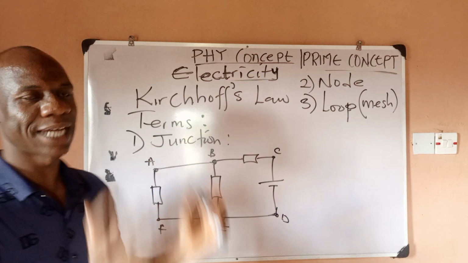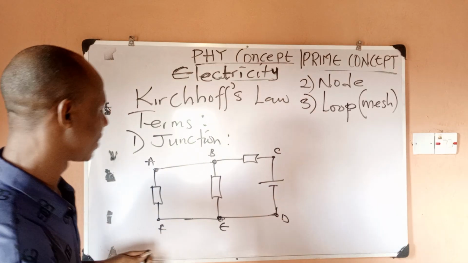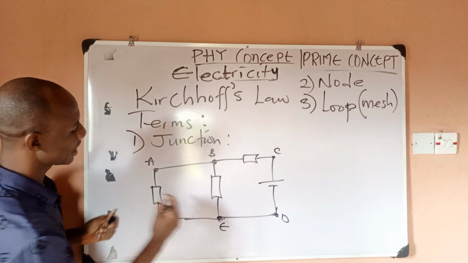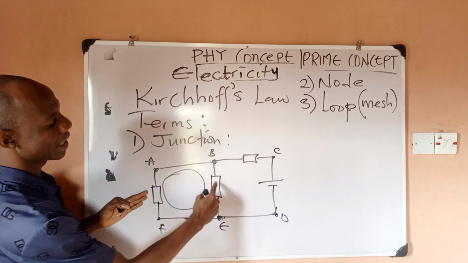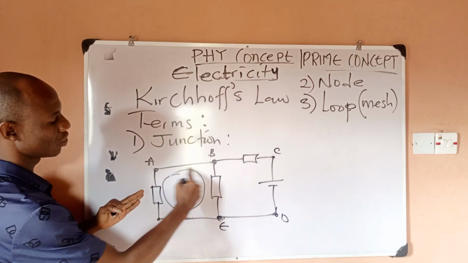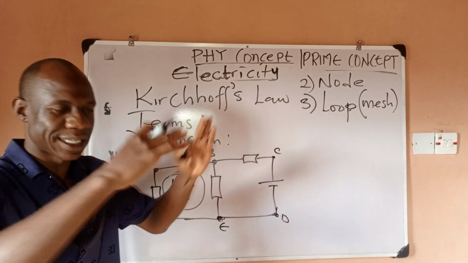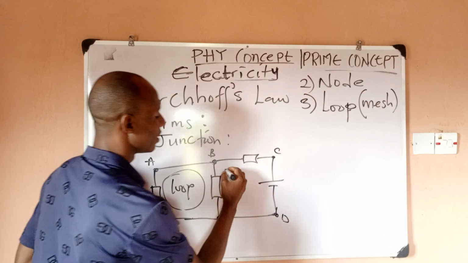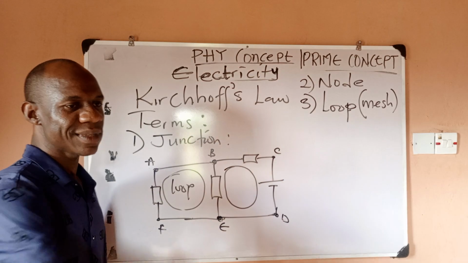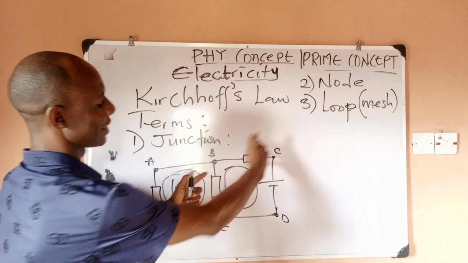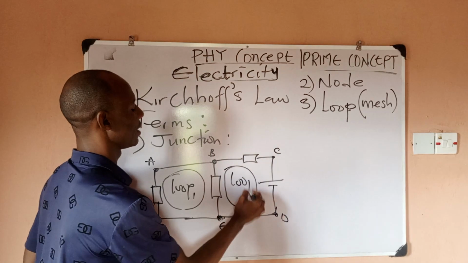A loop is a path enclosed by circuit elements, right? That is what a loop is. If you come here, you will notice that this whole place is enclosed by circuit elements, this and this. So this whole space inside here is called a loop, just like a circular path. You come here, this is also another loop. So a loop is just a closed path enclosed by circuit elements, and in this case, we have 2 loops in this circuit.